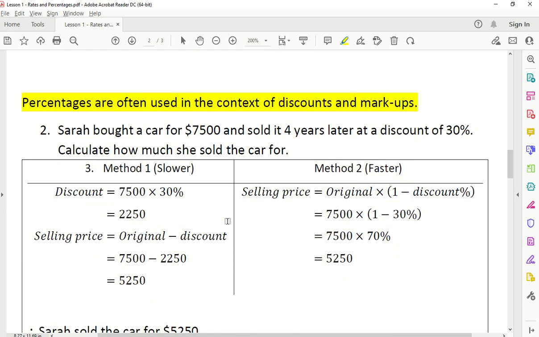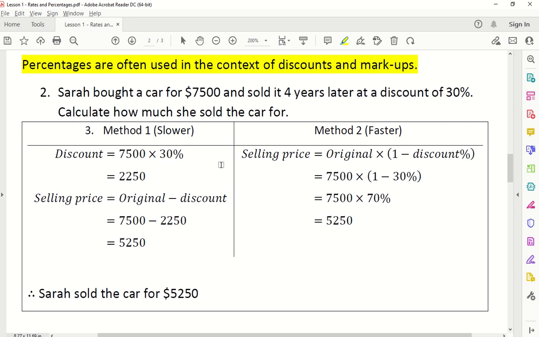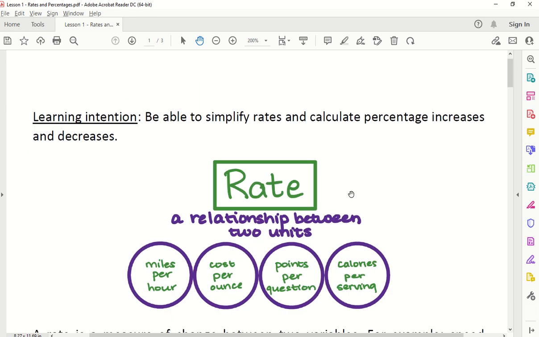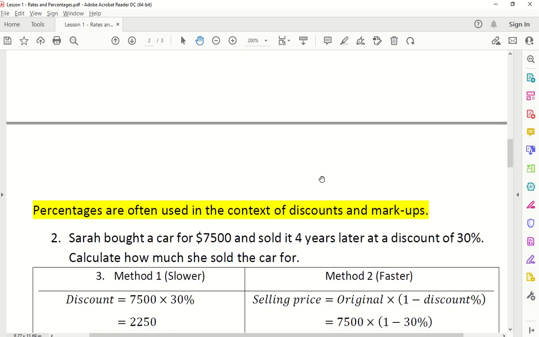Okay, on to the second example. Remember, you need to pause this video to get these examples down as you go. So, percentages are often used in the context of discounts and markups. Our learning intention was rates and percentages. That's really all we need to know for rates.